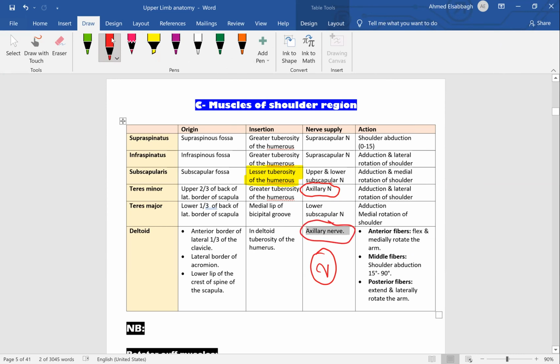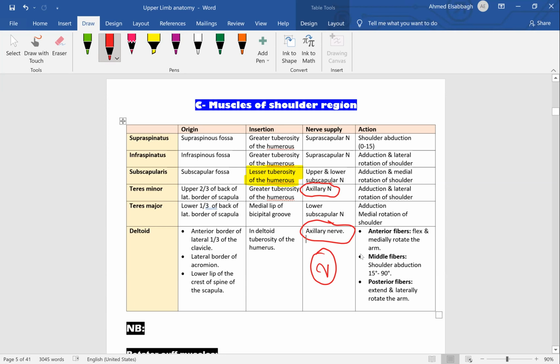Deltoid and teres minor. This information with the insertion of subscapularis are the most important two pieces of information in this table. Axillary nerve supplies two muscles, deltoid and teres minor, frequently asked in the final exam.